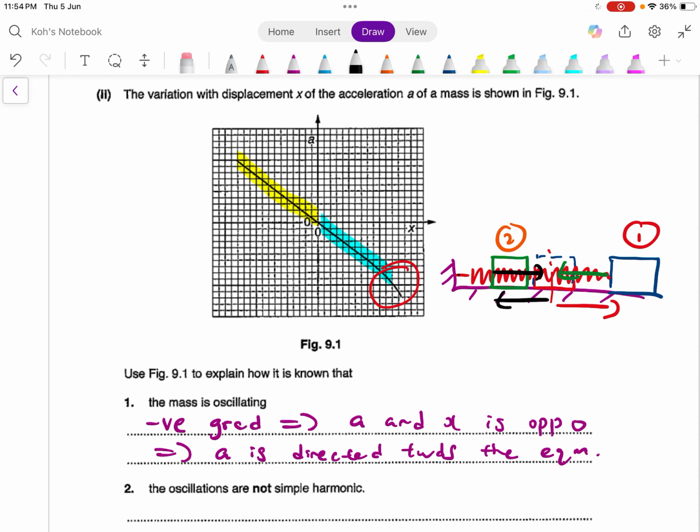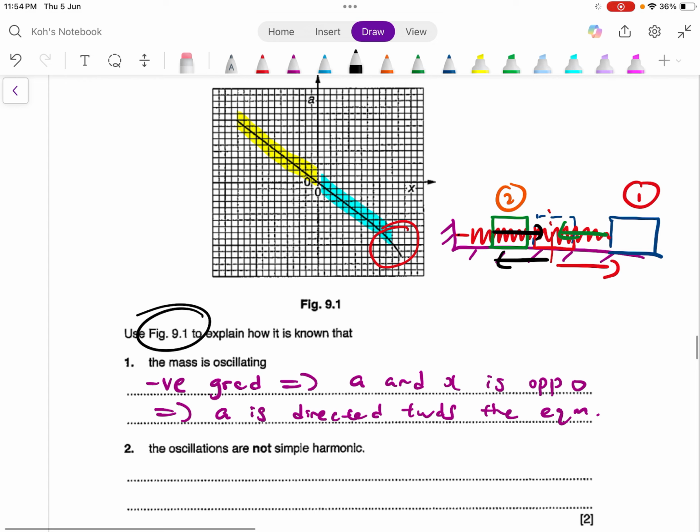So you just say, oh, the negative gradient, because you must use figure 9.1. Negative gradient means that acceleration is directed towards the equilibrium, which means that it's oscillating about the equilibrium.